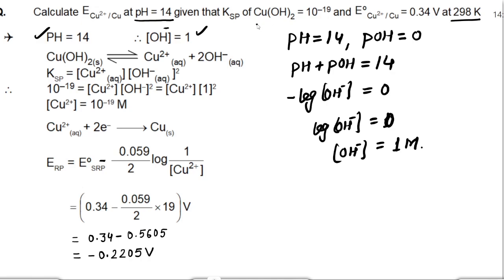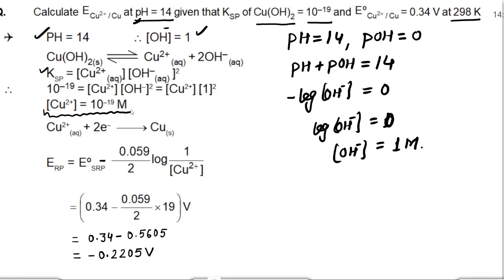Now KSP of Cu(OH)2, it is a mixed equilibrium as well, okay. So Cu(OH)2 solid gives Cu2 plus aqueous and 2 OH negative aqueous, and what is KSP? Product of the concentration of the ions raised to power their stoichiometric coefficients. So copper 2 plus raised to power 1 into OH negative raised to power 2. So KSP is given to you. OH negative ion concentration we can calculate from pH, and therefore copper 2 plus concentration we have now.